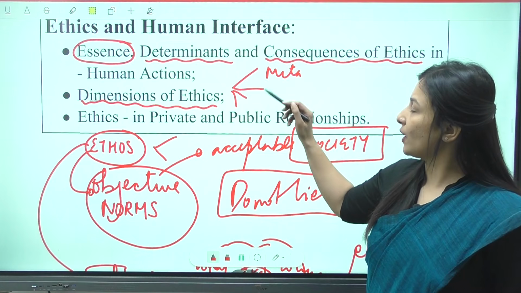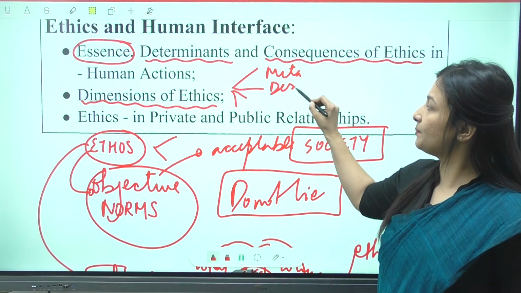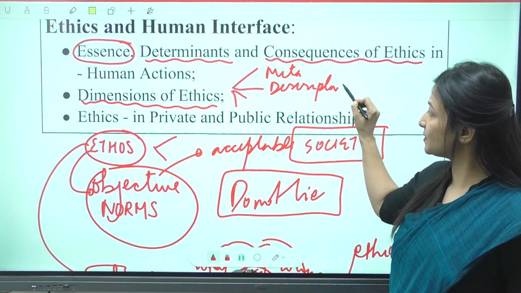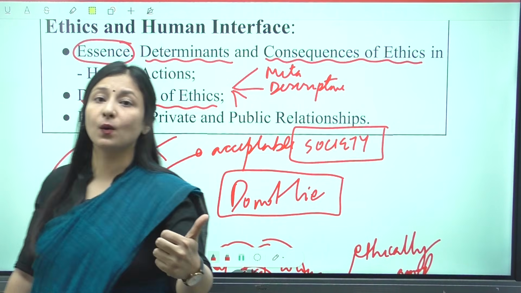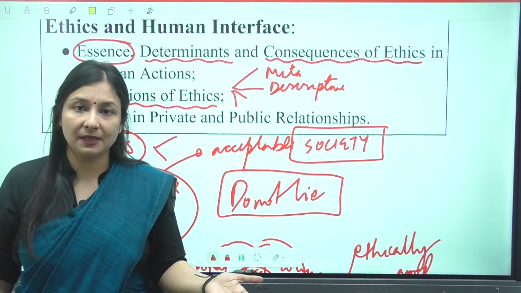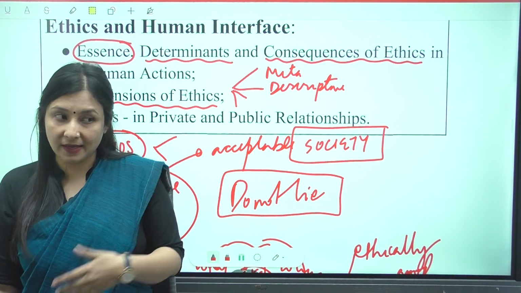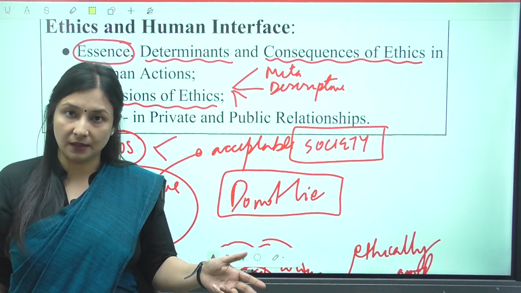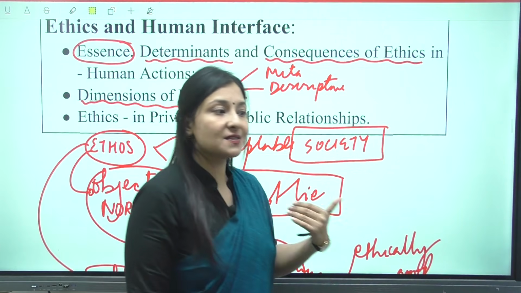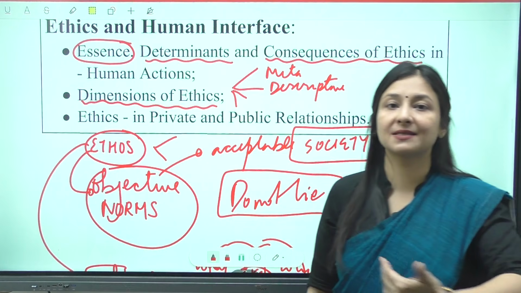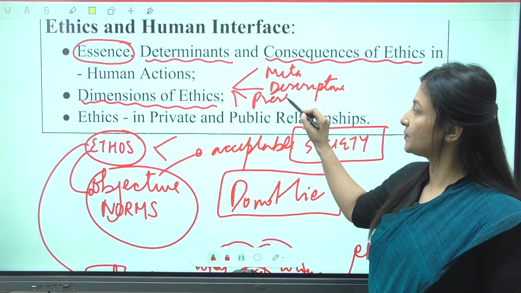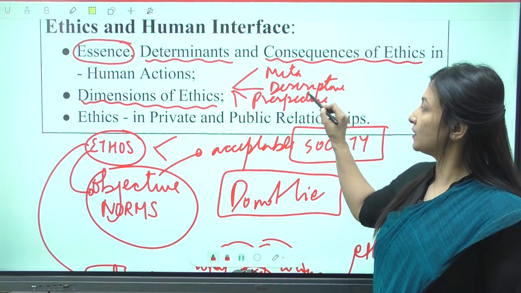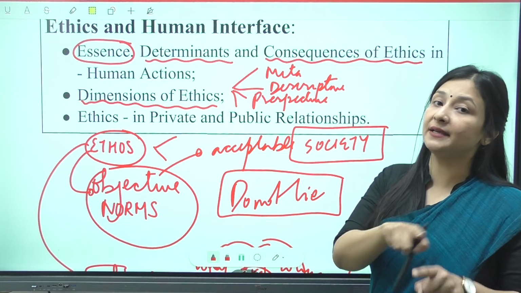ठीक है? Second one over here is the descriptive ethics. In the descriptive ethics, I will be dealing with what is acceptable as justice in the society, what is acceptable as truth in the society, right? I will see it, I will describe how a group of people see it together. Is it clear? Now, in the prescriptive ethics, now this is the action-oriented ethics.